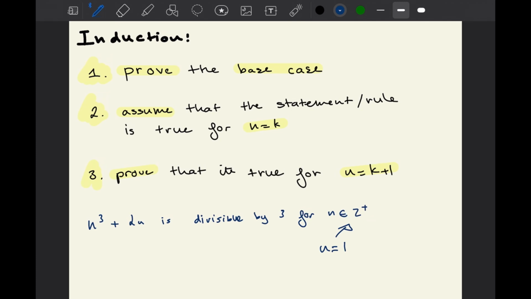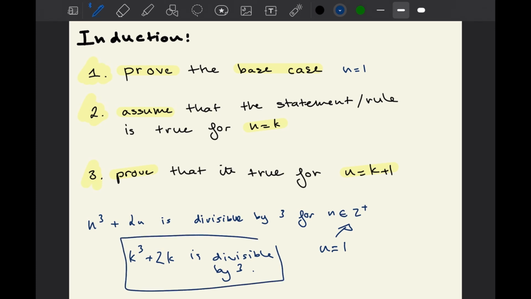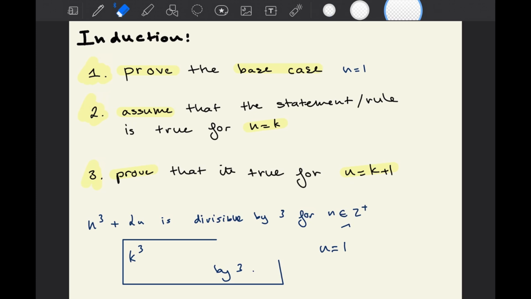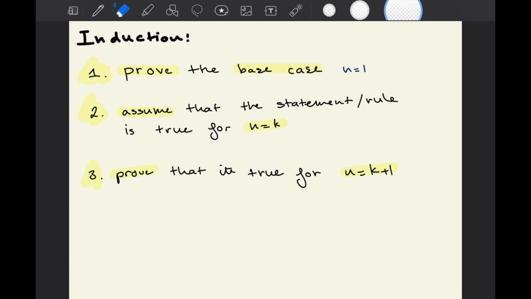So you go ahead and prove that for n equals 1. Now it may not be 1, but in this case it is because we're looking at the positive integers. Then you make an assumption that this case is true for n equals k. So you say that k cubed plus 2k is divisible by 3. This is your assumption. You know that this is true. Then, going off of that, you are left to prove that this statement is also true for n equals k plus 1. Once you have proven that, the whole statement is true and the whole rule is proven.